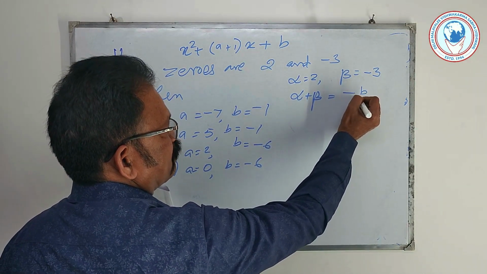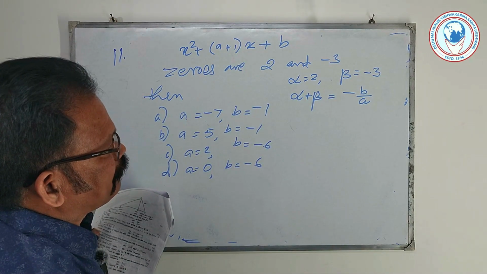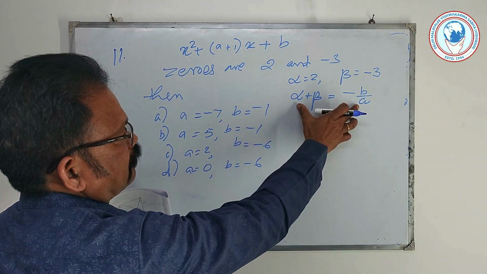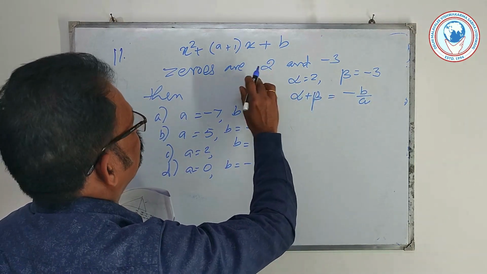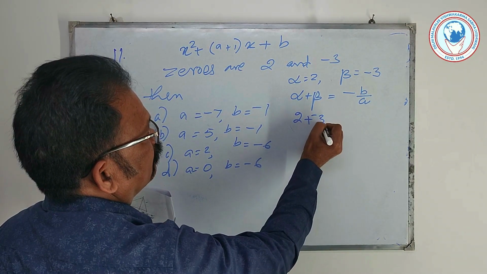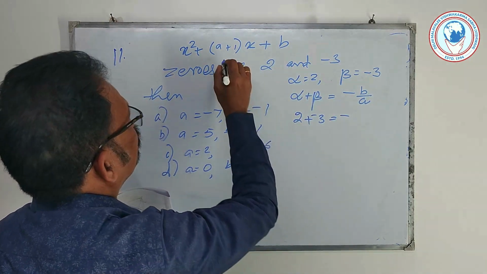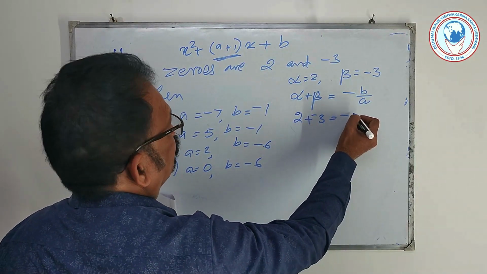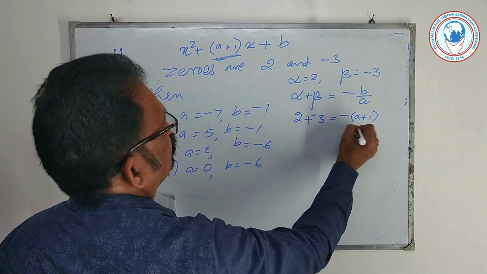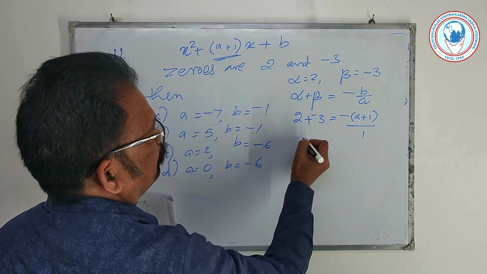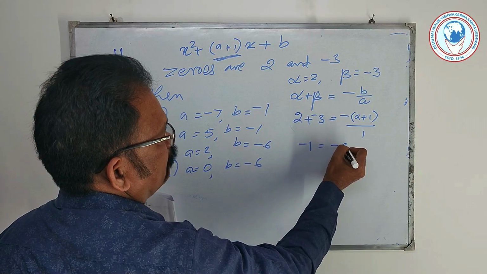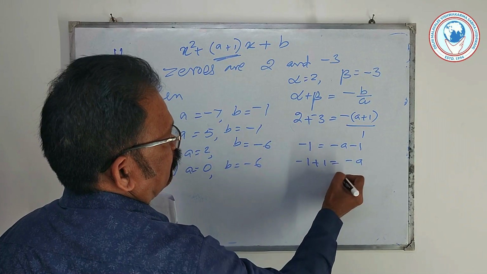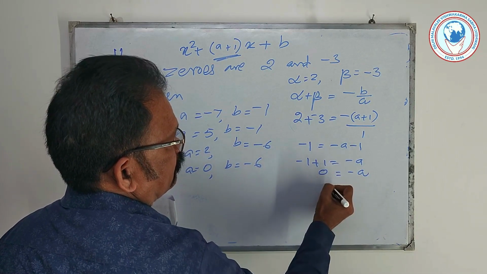Alpha plus beta is equal to minus b by a. That is the relationship between coefficients and zeros. Sum of zeros is equal to minus b by a. Here alpha plus beta means 2 plus minus 3 equal to minus b by a. Here this is a, this is b, this is c. So 2 minus 3, minus 1, is equal to minus a minus 1. So minus 1 plus 1 is equal to minus a. So 0 is equal to minus a, so a is equal to 0.